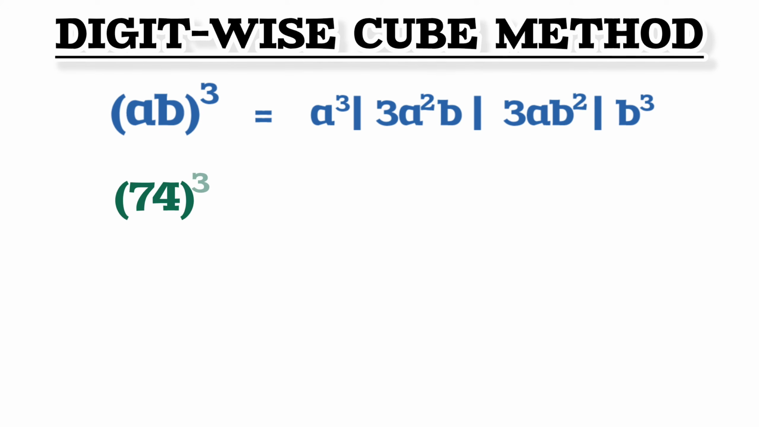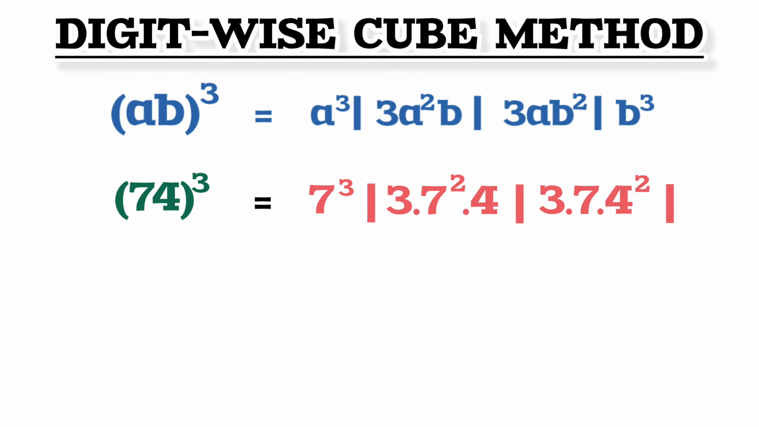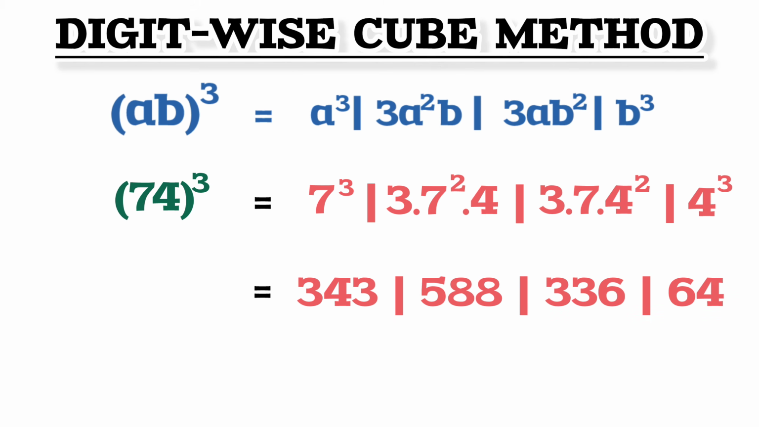Lastly, 74 cube. This gives 7 cube, 3 into 7 square into 4, 3 into 7 into 4 square, and 4 cube. We have 343, 588, 336, 64.